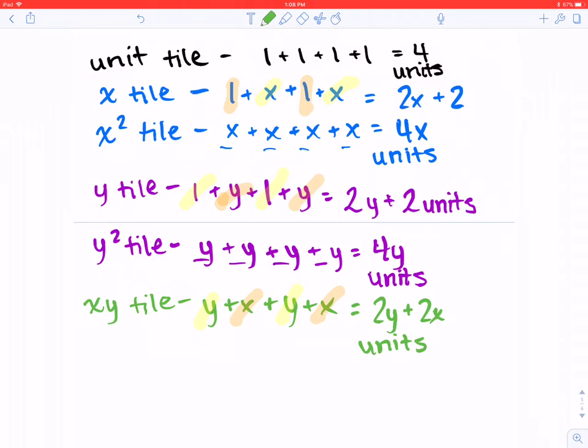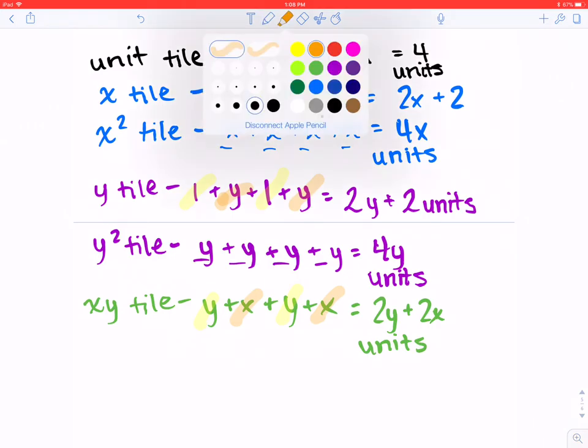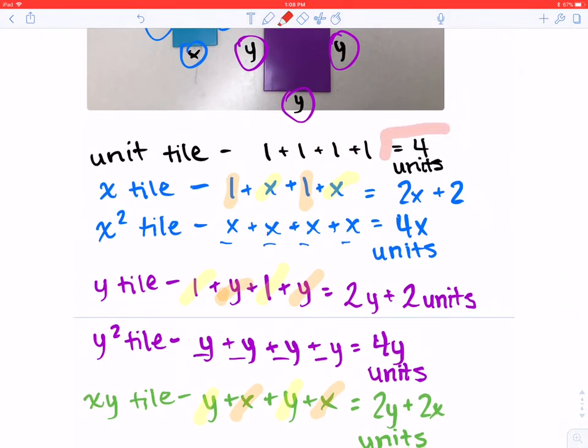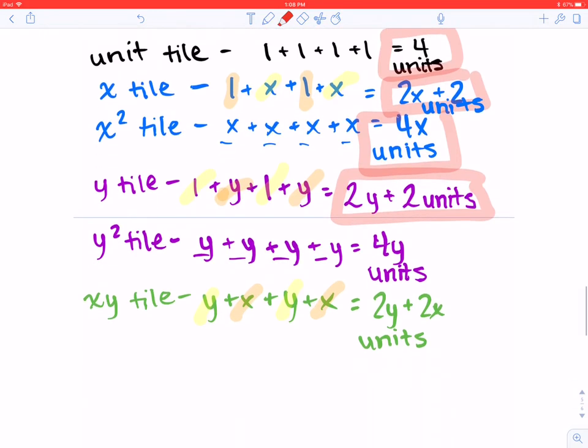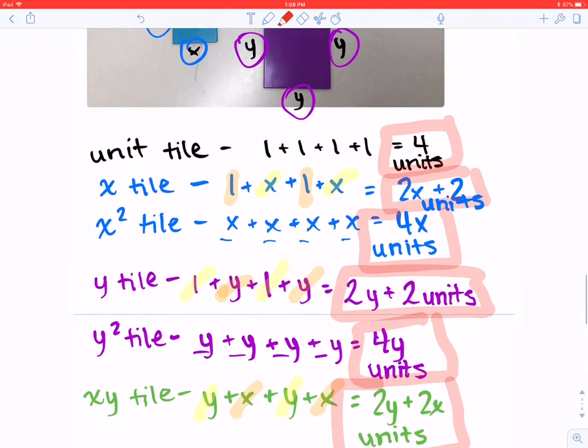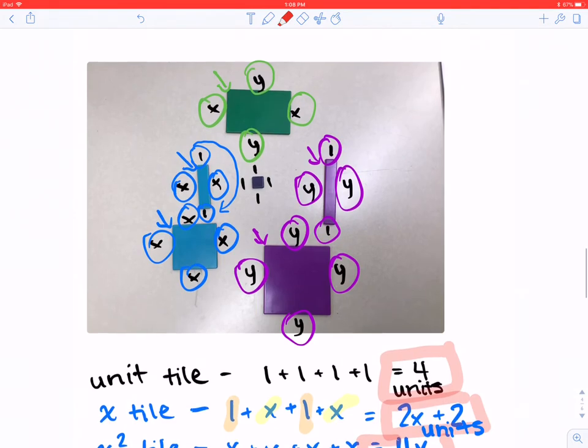So my answer for perimeter problems are 4 units, 2xy, I need units. Always go back and check your work. 4xy units, 2y plus 2 units, 4y units, and 2y plus 2x units. These are my perimeter for each of these tiles.